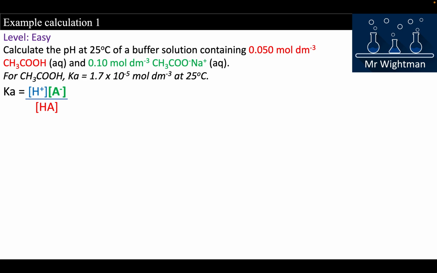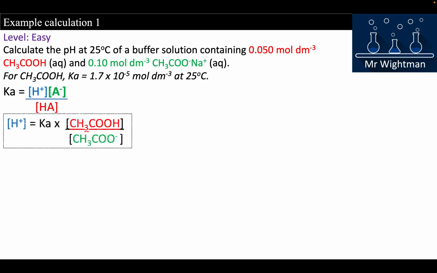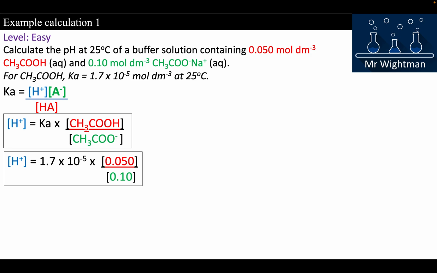And then the Ka value, the equilibrium constant for ethanoic acid dissociation, is 1.7 times 10 to the minus 5 at 25 degrees Celsius. Remember, temperature is the only thing that affects the equilibrium constant. So rearranging the equation to make H+ the subject, and simply adding those values where appropriate. So Ka was 1.7 times 10 to the minus 5, the ethanoic acid was 0.05, and the ethanoate was 0.1.